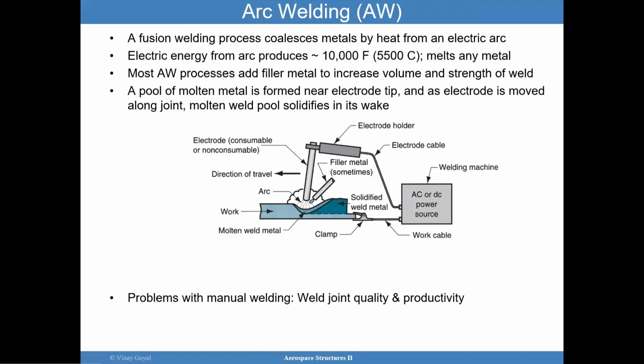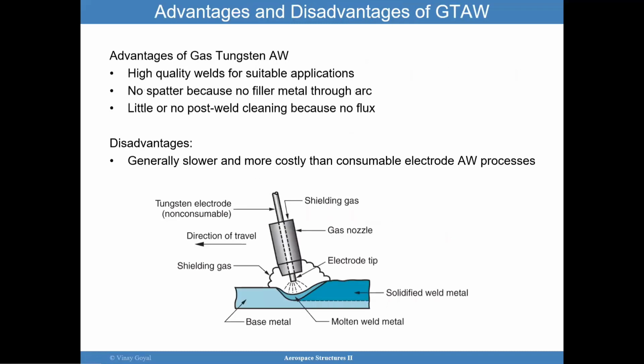The electric energy can produce up to 5,500 degrees C. It can melt any metal at that point. Most arc welding processes add filler material to increase volume and strength of the weld. Typically, a pool of molten metal is formed near the electrode tip, and as the electrode is moved along the joint, the molten weld pool solidifies just like what you see here. So the problems with manual welding typically happen to be weld joint quality and productivity.